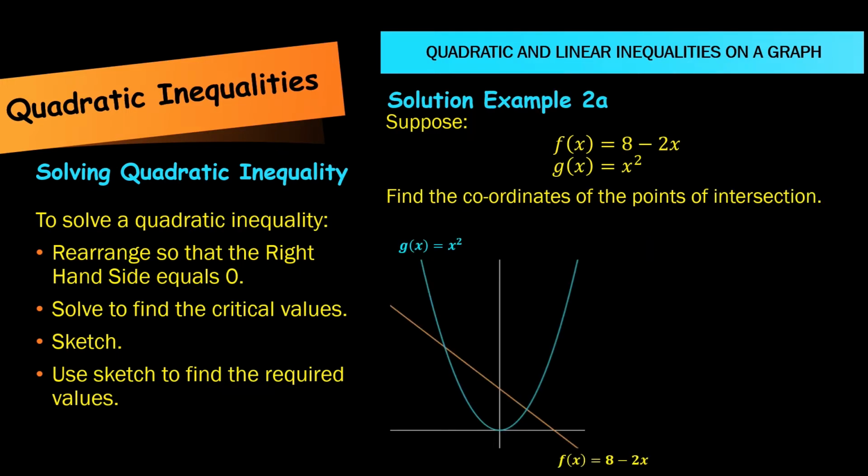So let's solve example 2a first. Suppose f of x equals 8 minus 2x and g of x equals x squared. Find the coordinates of the points of intersection. So take a look at the graph. We have the linear equation f of x and we have a quadratic g of x. Now f of x equals g of x when 8 minus 2x, which is f of x, equals x squared, which is g of x.